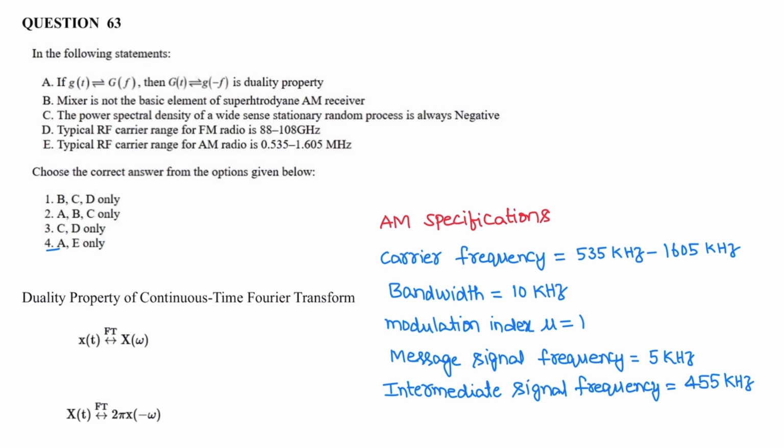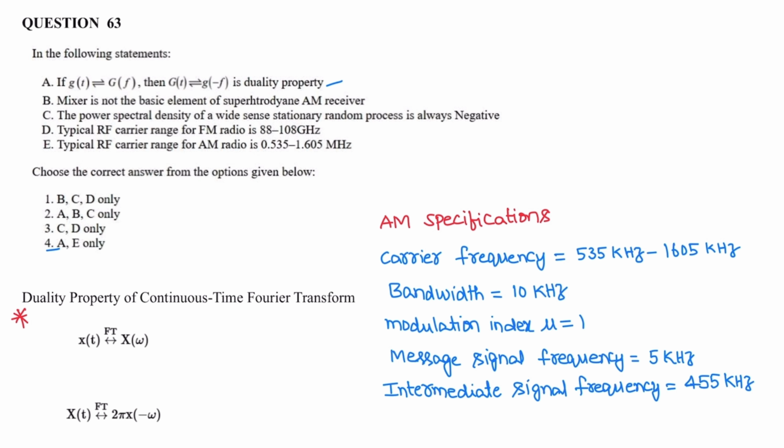Question number 63. Five statements are given. We need to identify the correct statement. If g of t is G of f, then capital G of t is small g of minus f. This is the duality theorem. Statement 1 is correct. The duality property of continuous time Fourier transform: small x of t has Fourier transform capital X of omega, and the Fourier transform of capital X of t is 2 pi small x of minus omega in the omega domain. So statement 1 is correct.